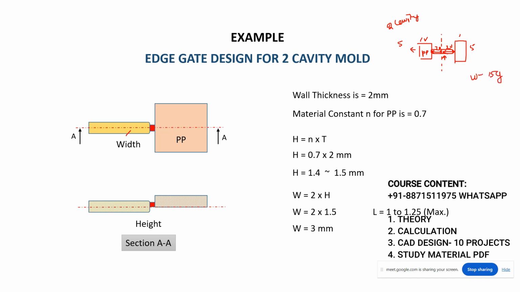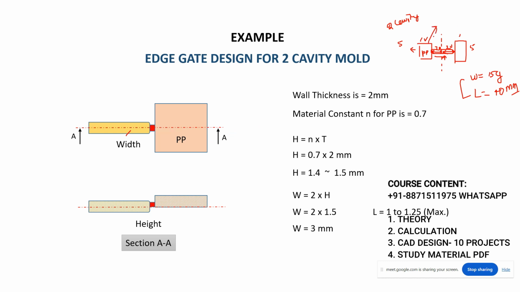So this is nothing but W, right? What is the length of the runner? 40 mm. So what will you get by this? The diameter of the runner.